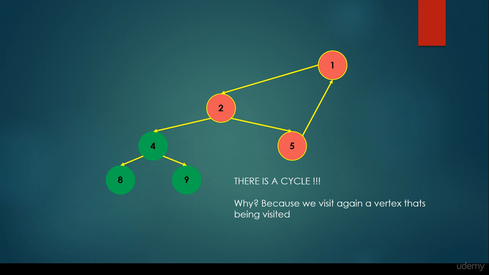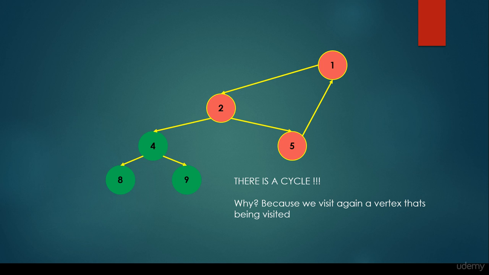I don't want to repeat myself over and over again, but it's very important to understand the difference between being visited and is visited. Vertex 1 is being visited because we haven't considered all the children and the children of its children and so on, because it is a recursive implementation. That's why we call it over and over again on its neighbors and on its children.